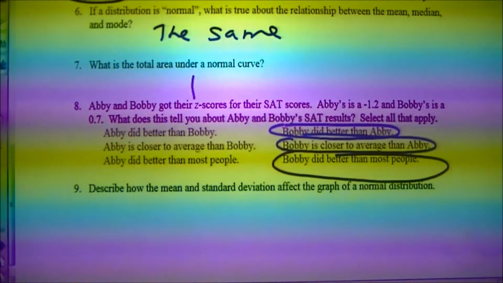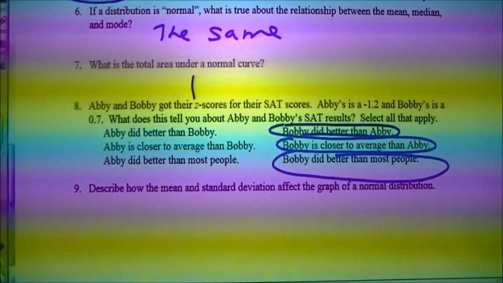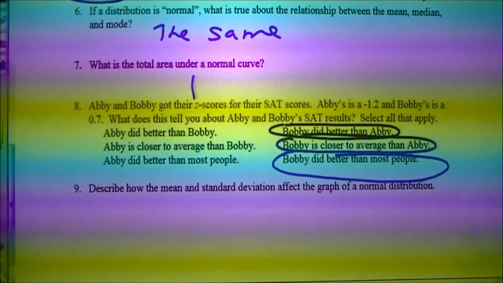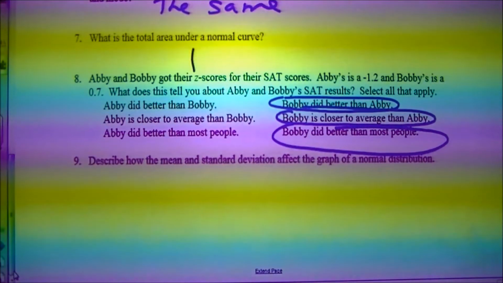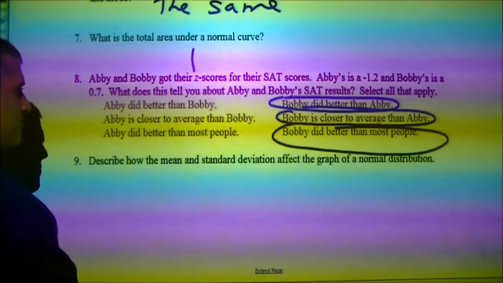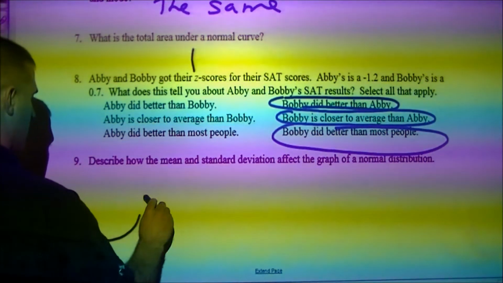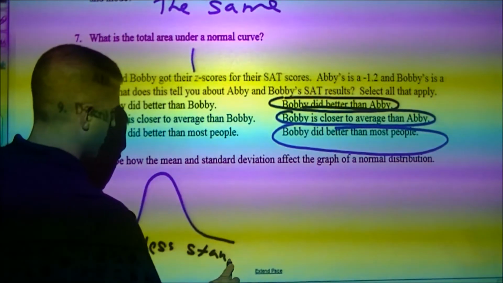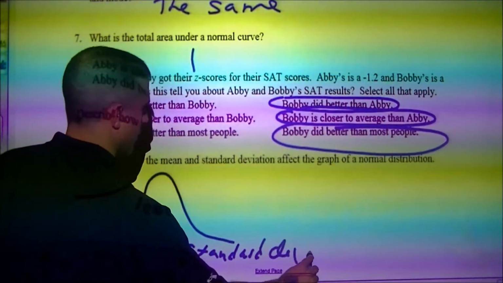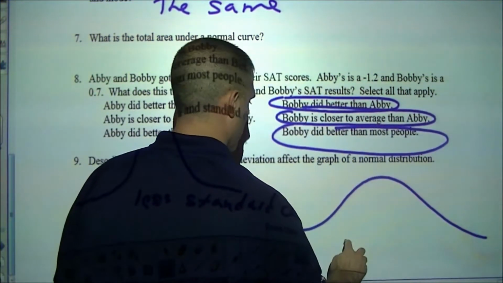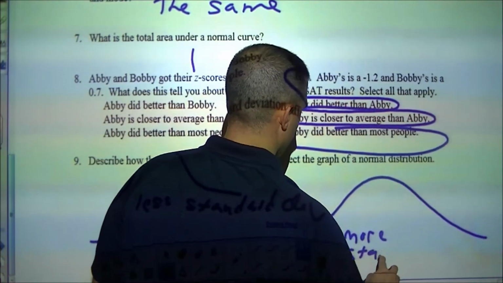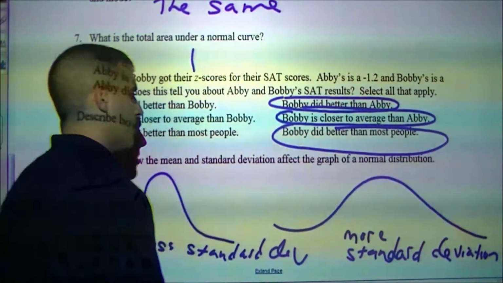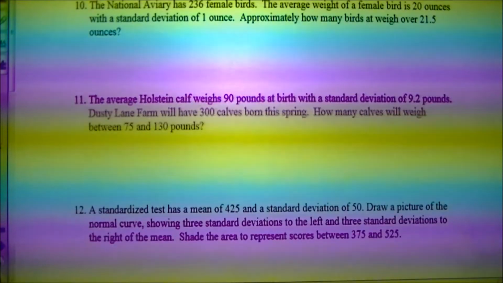Describe how the mean and standard deviation affect the graph of a normal curve. I'm going to skip that problem for right now. You can get that in class. But basically, if the curve is skinnier, it's less standard deviation, and if it's wider, it's more standard deviation, because it's more spread out.